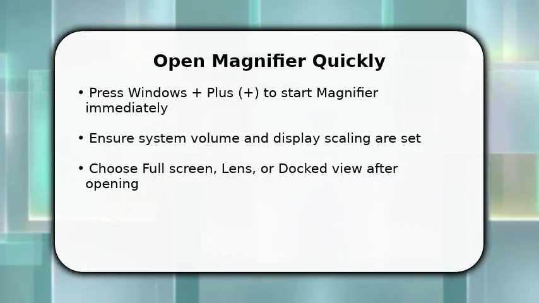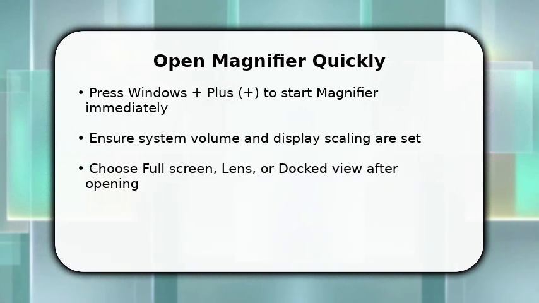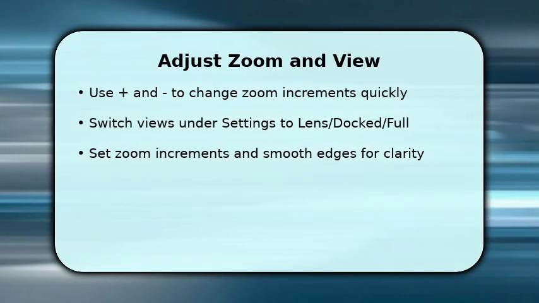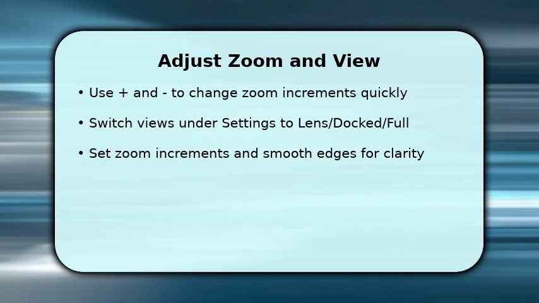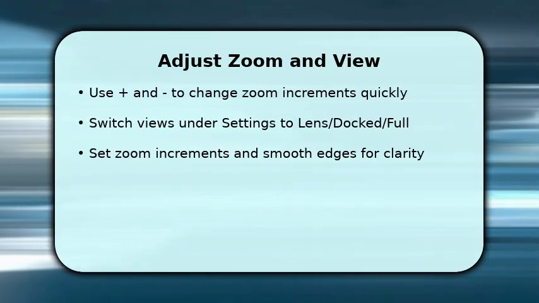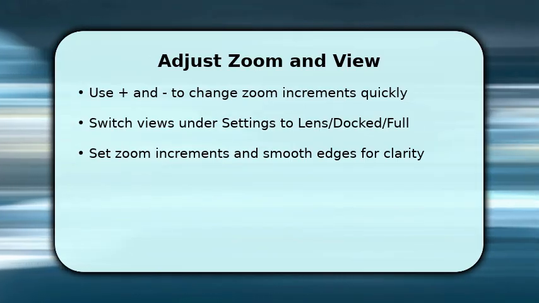Now adjust how Magnifier behaves. Press plus and minus to change zoom levels in real time, and use Ctrl plus Alt plus F/L/D to switch view modes if you prefer keyboard control. You'll learn why. Lens mode follows your cursor for focused reading, docked keeps context while enlarging a strip, and full screen magnifies everything. Make sure to open Magnifier settings to set zoom increments and enable smooth edges for clearer text. These choices affect comfort and readability over long sessions.